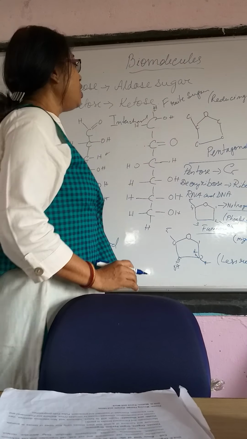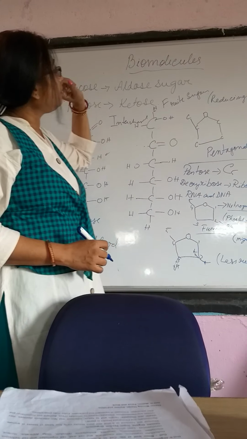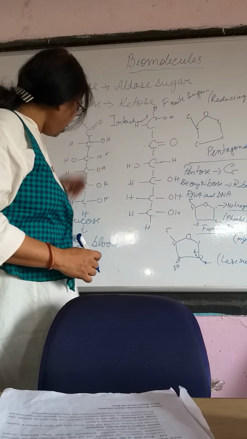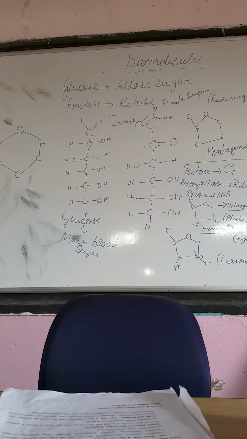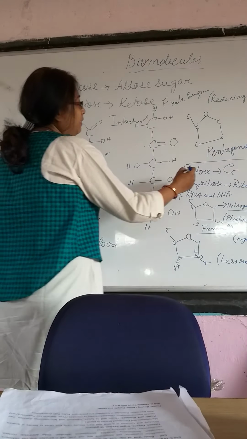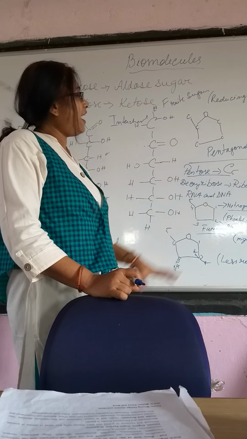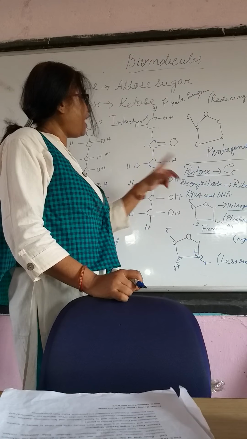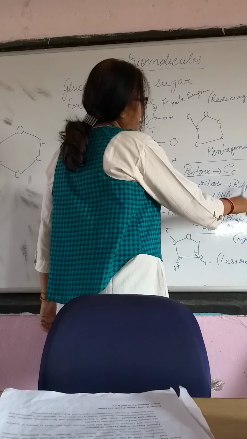Now this is the structure, and they are all known as reducing sugars because of the formation of glycosidic bond, and glucose forms the main blood sugar level. Now, after this, we will be dealing with pentose. What is pentose? Pentose generally has 5 carbons, C5. This type of 5 carbon sugar is known as ribose.